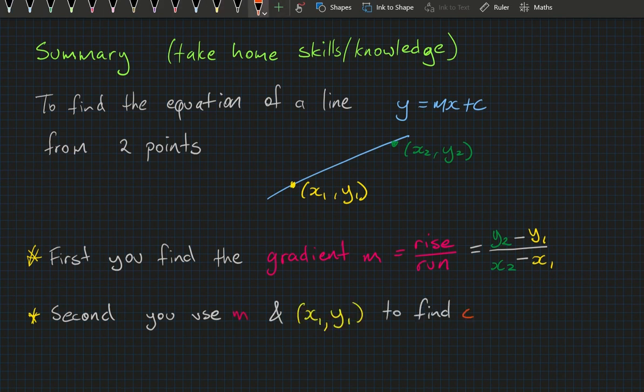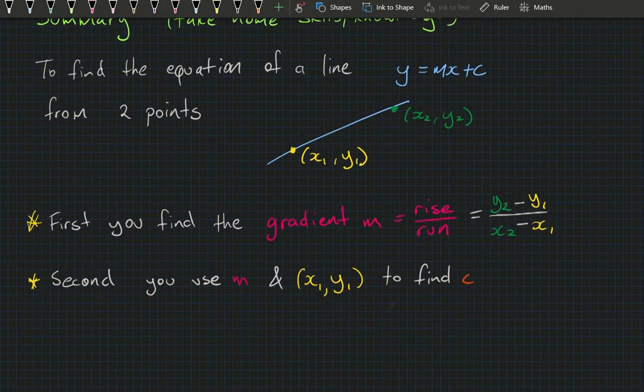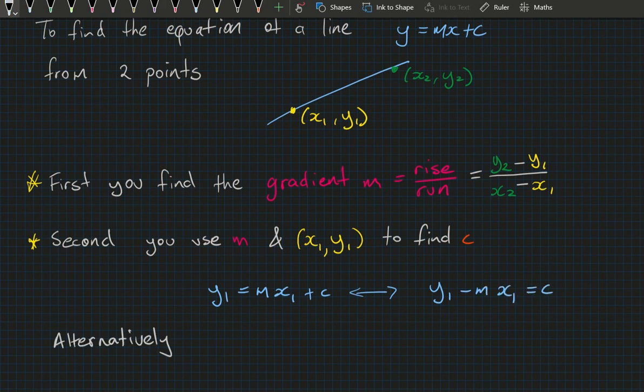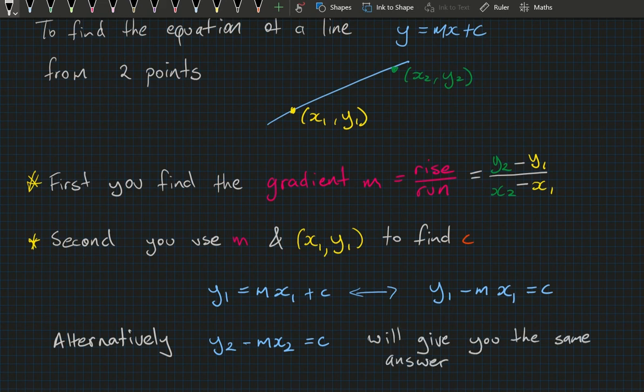Once you've got the gradient, then the second thing you do, you use m and x1, y1 to find c. Because if x1, y1 is on the line, then y1 is equal to m times x1 plus c, which is equivalent to saying y1 minus m times x1 is equal to c. Alternatively, you could just as easily say y2 minus m times x2 is equal to c, and that will give you the same answer.